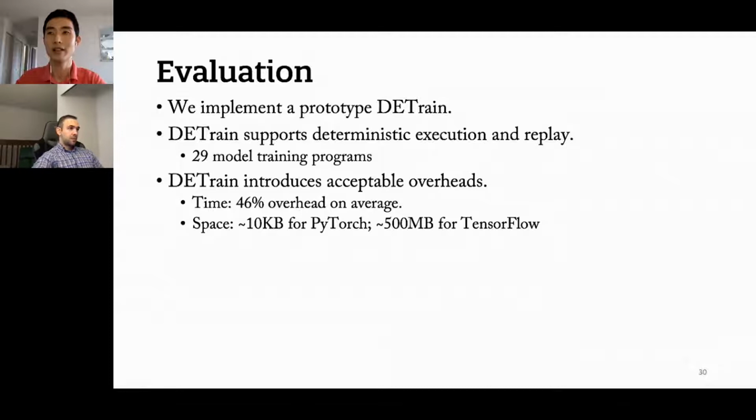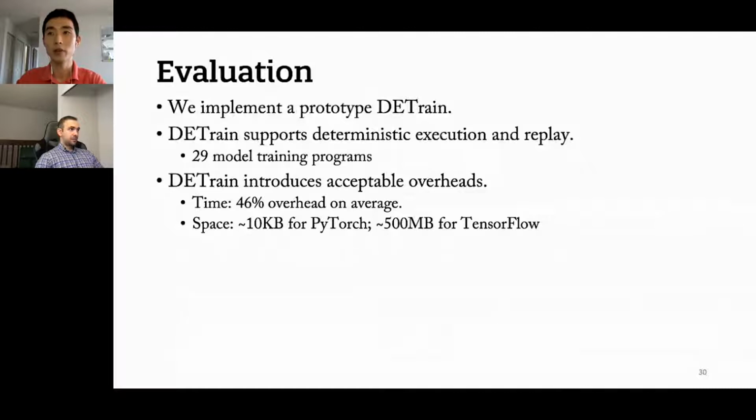The major reason is that we let the deep learning framework use deterministic algorithms, and these algorithms are slower than the non-deterministic ones. Space-wise, we introduced around 10 kilobytes overhead for models written in PyTorch and around 500 megabytes overhead for models written in TensorFlow. The relatively large space overhead is caused by sometimes mistakenly putting data loaders in the checkpoints. By more carefully selecting the variables to save, the space overhead can largely be reduced.